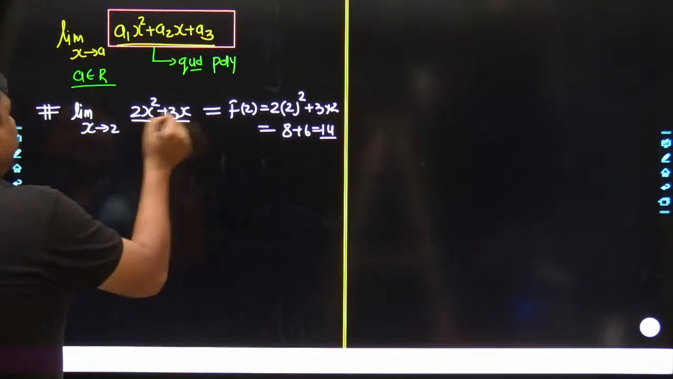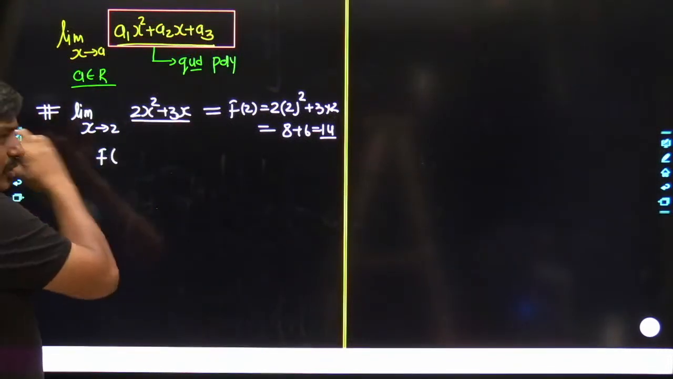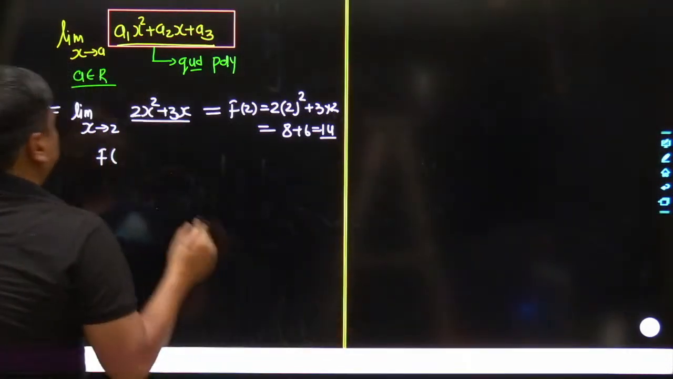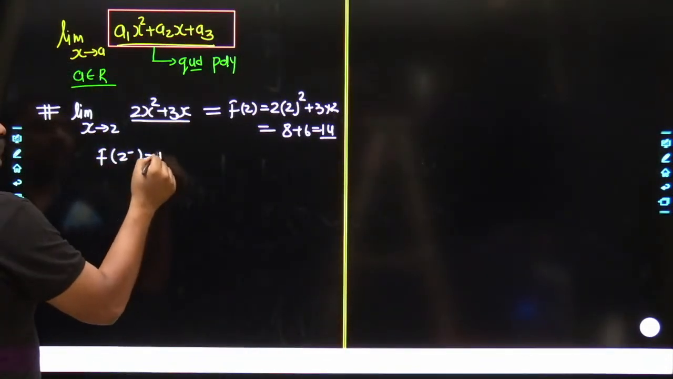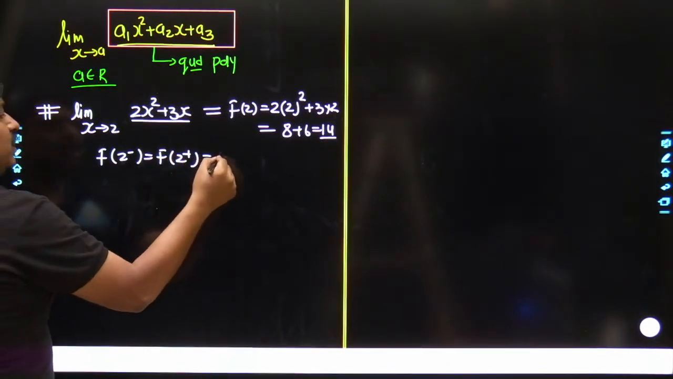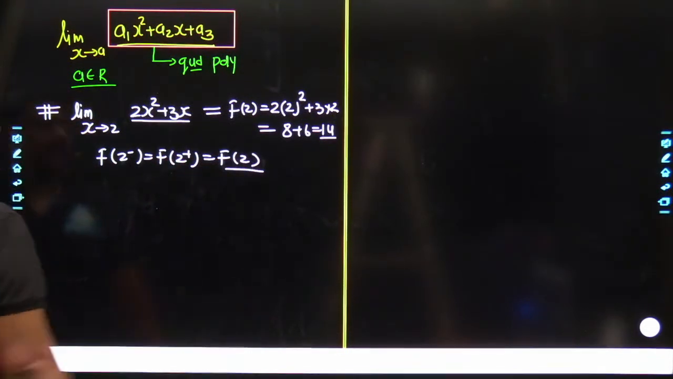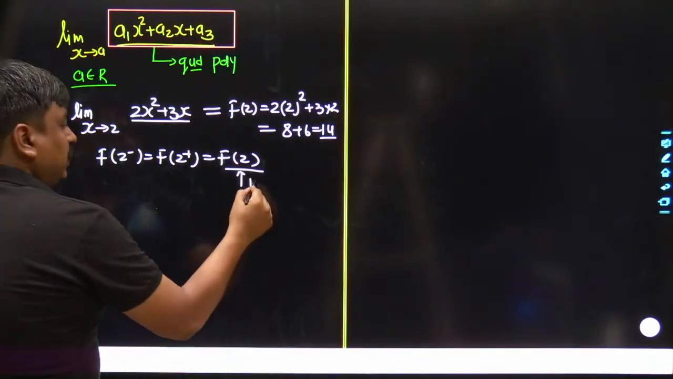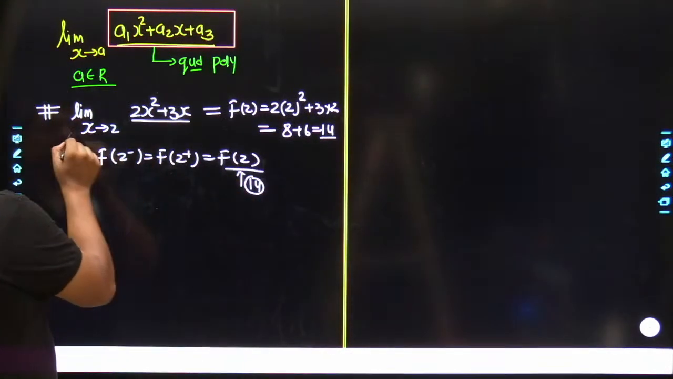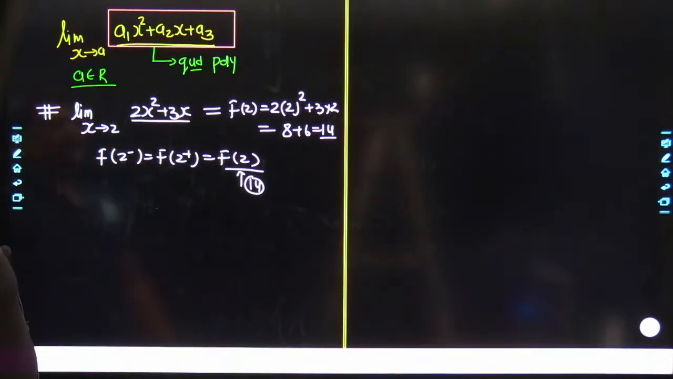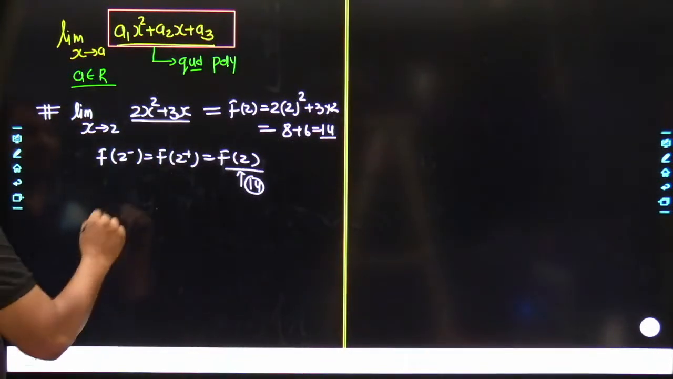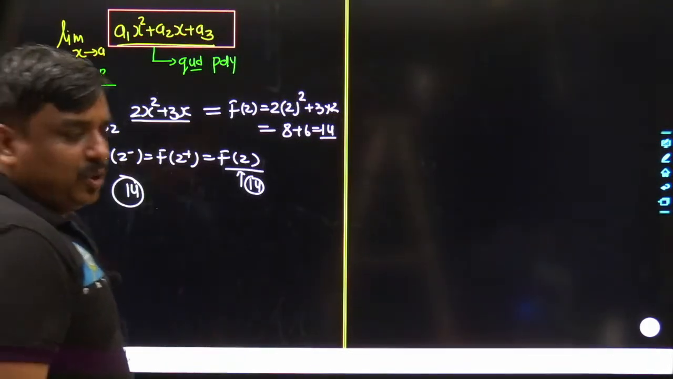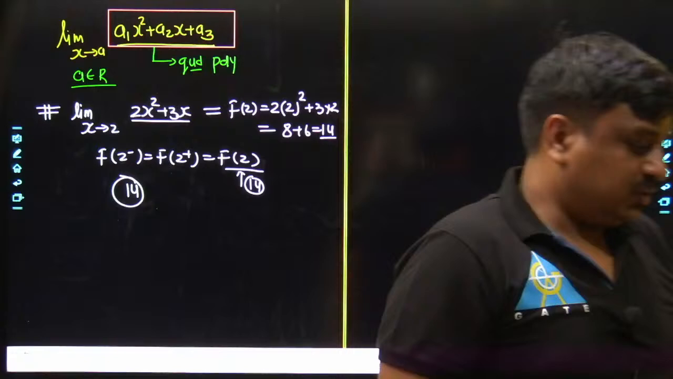And as the function is continuous throughout its domain, the value of the function at 2 minus and 2 plus has to be the same as the value of the function at 2, that is 14. So hence the limit of x tends to 2 of 2x square plus 3x is equal to 14. Till this point, probably each and everything must be clear to all of us.